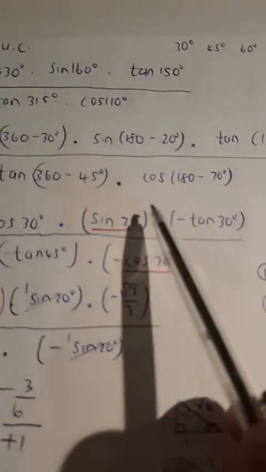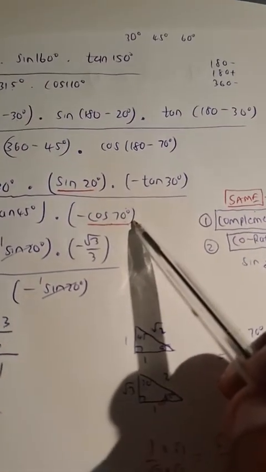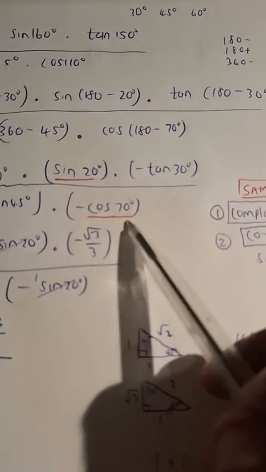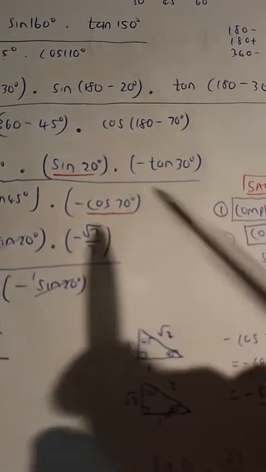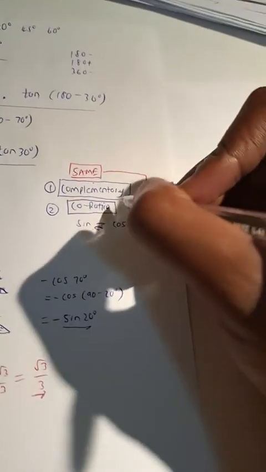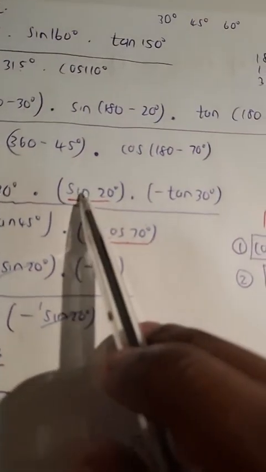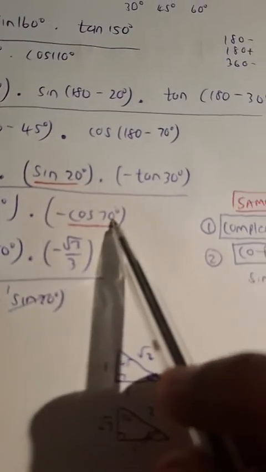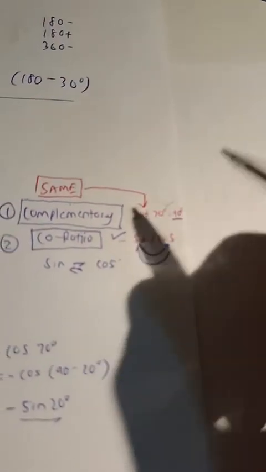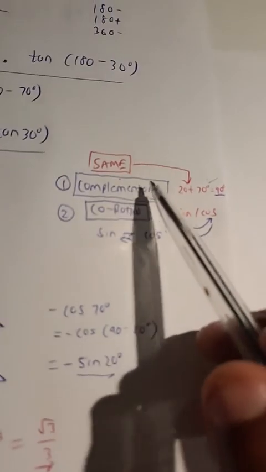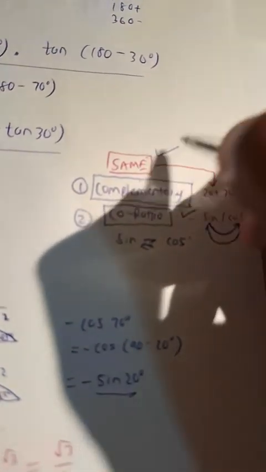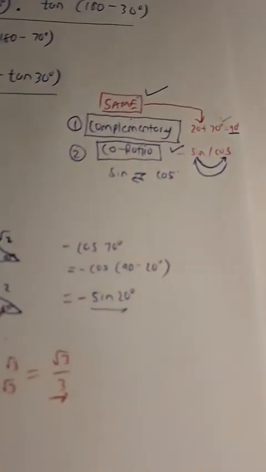So therefore, I'm saying these two angles are not special. That's the first thing. 20 and 70 are not special angles. Sine and cos are actually co-ratios first and foremost. But then 20 and 70, when you add them together, they give you what? 90. So meaning they are complementary. So complementary co-ratios, what did I say? They are the same ratio in actual fact.